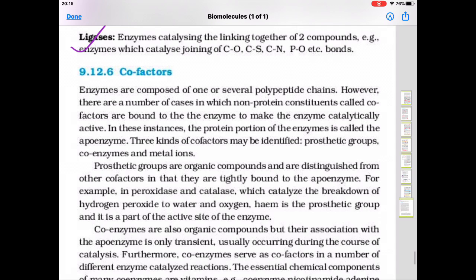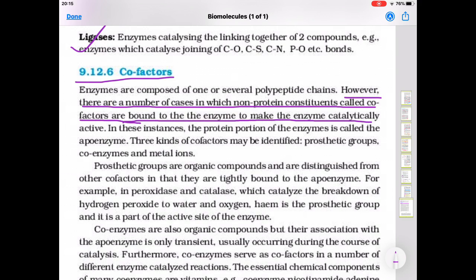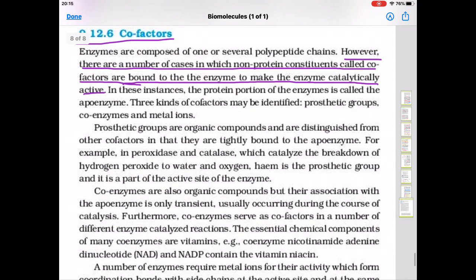Next is cofactors. Enzymes are composed of one or several polypeptide chains. However, there are a number of cases in which non-protein constituents called cofactors are bound to the enzyme to make the enzyme catalytically active. In these instances, the protein portion of the enzyme is called apoenzyme.